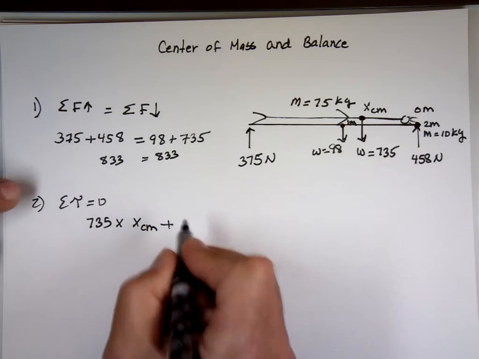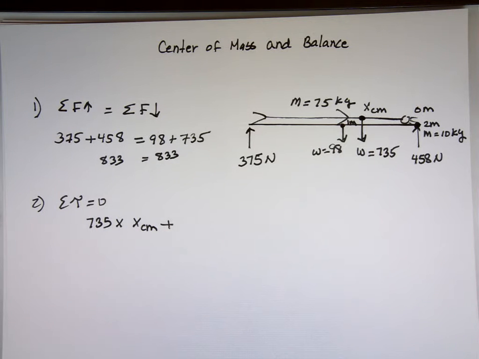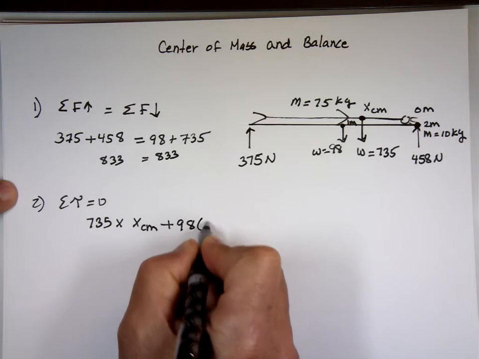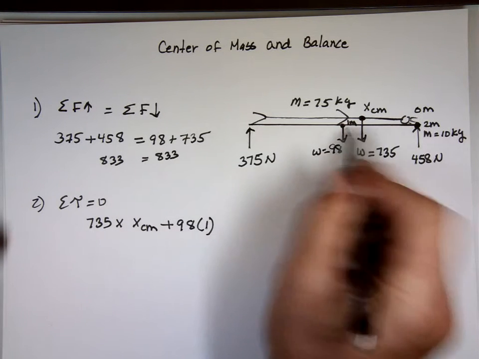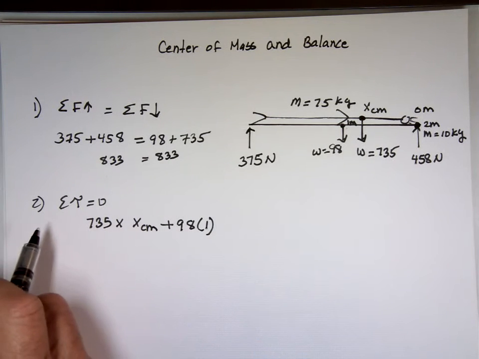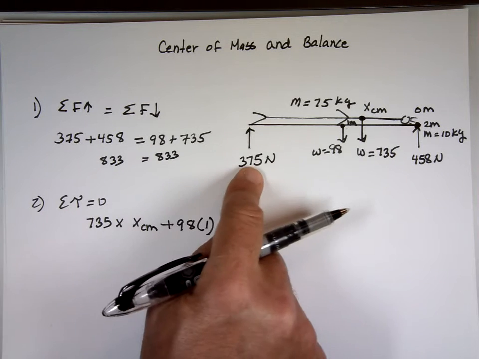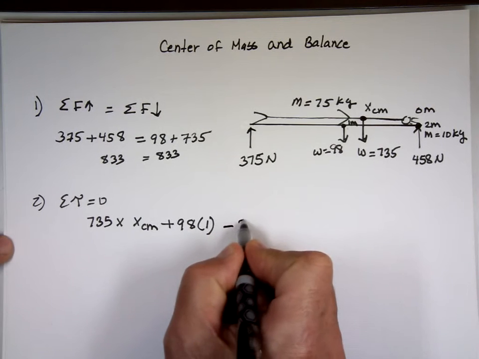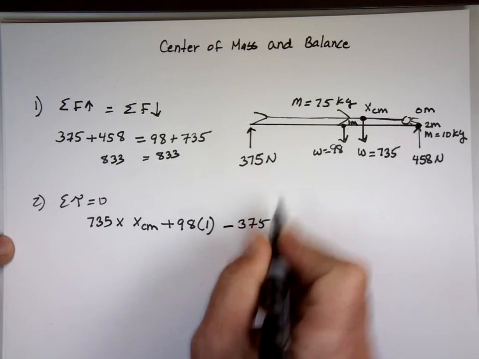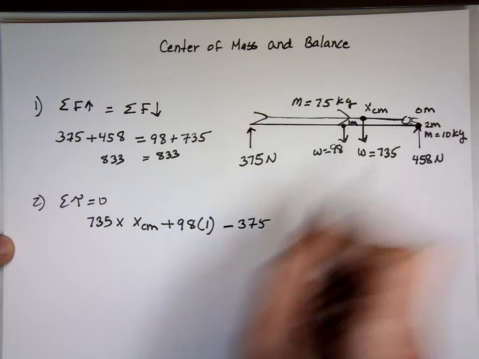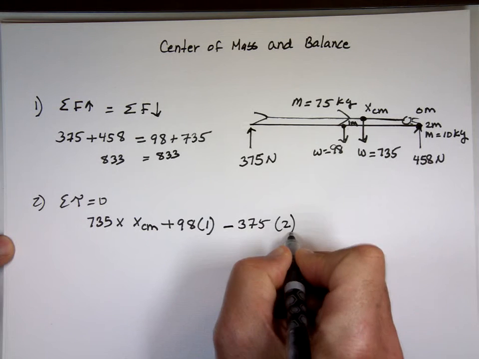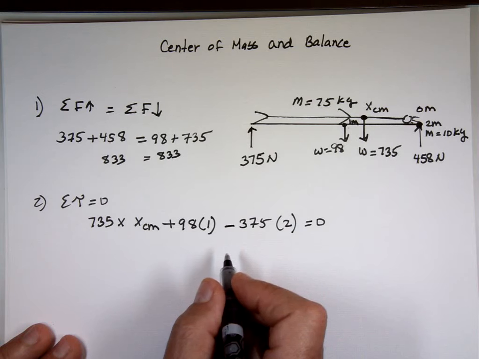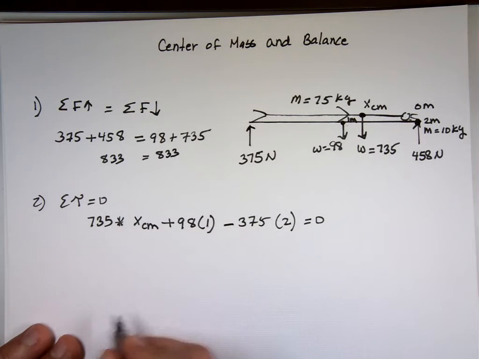The 98 is going to make it spin counterclockwise. 98 times 1. The distance from here is 1 to that pivot point. This scale here is pushing upward. That's clockwise. That's a negative 375. And the distance from this scale to that pivot point is actually 2. That's times here, not x here, in case you're wondering.